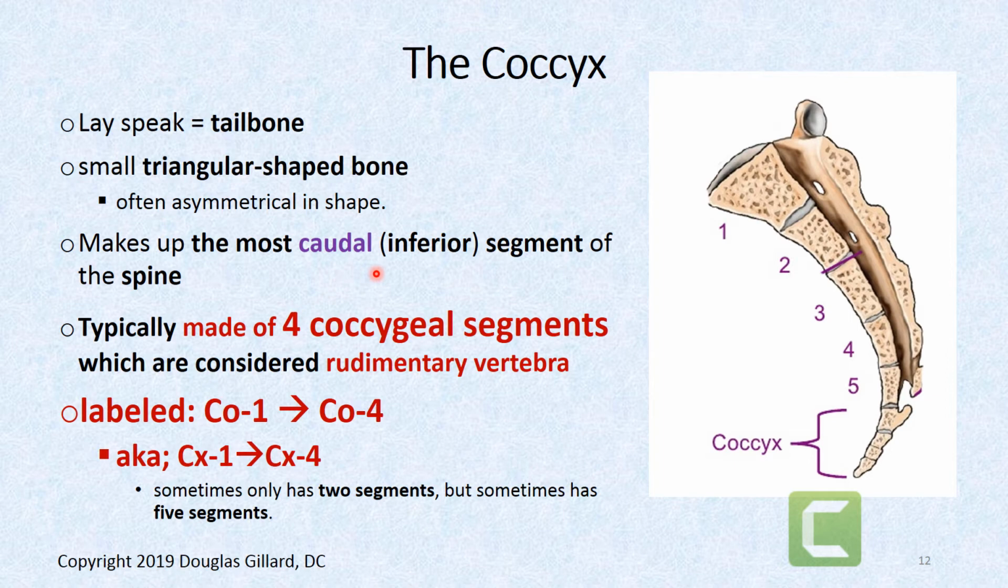It's made of 4 coccygeal segments, which are considered rudimentary vertebrae. There's labels for each one of these. I could have put CO1, CO2, CO3, CO4, or CX1, CX2, CX3, CX4. So you can label it like that. You can't label it C1 and C2. How come? We haven't talked about it yet, but that's the cervical spine's nomenclature. So we can't use that. We have to use CX.